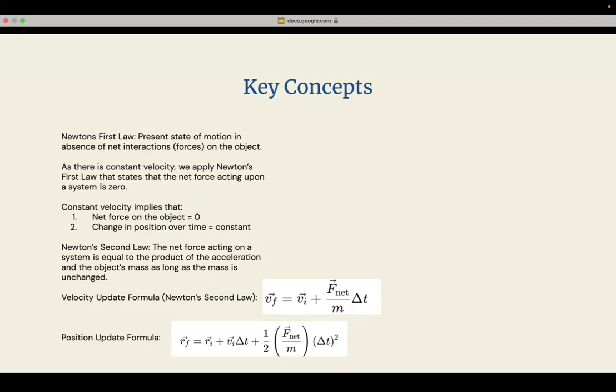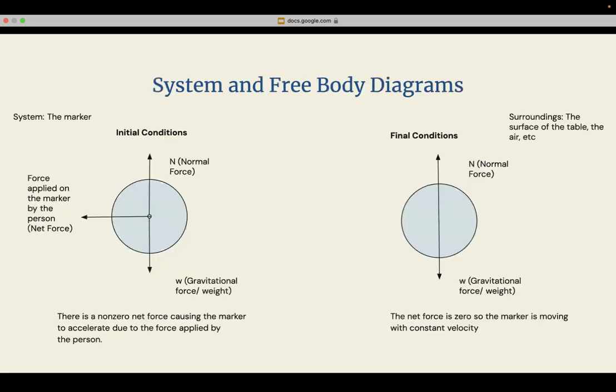For Newton's second law, it states that the net force acting on a system is equal to the product of the acceleration and the object's mass as long as the mass is unchanged. And below I have the velocity update formula and the position update formula, which I will be applying in this lab.